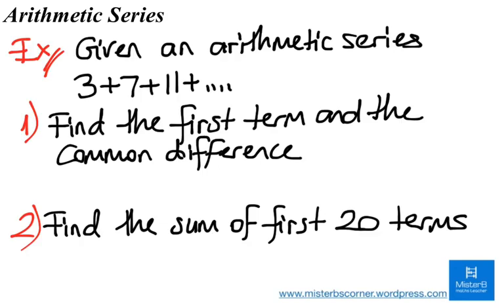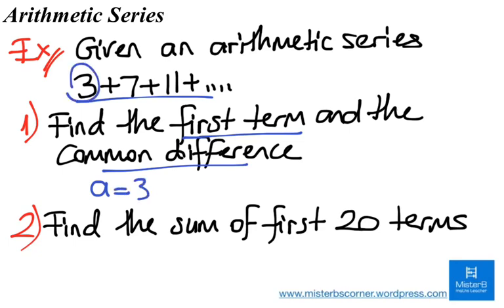If we work on the example that I just gave in the beginning, 3 plus 7 plus 11 and so on, the first question is: find the first term and the common difference. Well, the first term is obviously 3, and the common difference is 4. It goes in 4s, so you write d to be 4. And then find the sum of the first 20 terms.